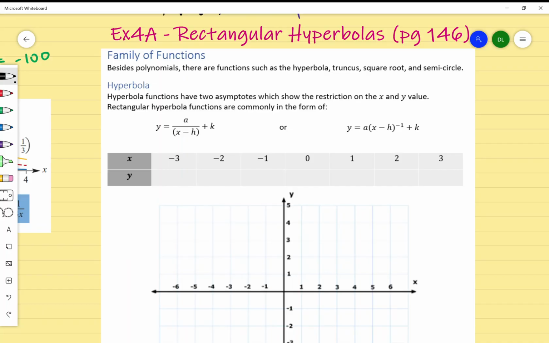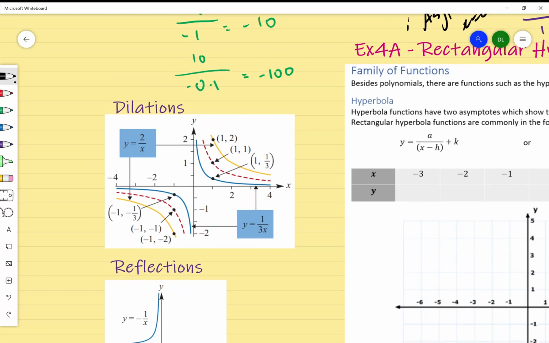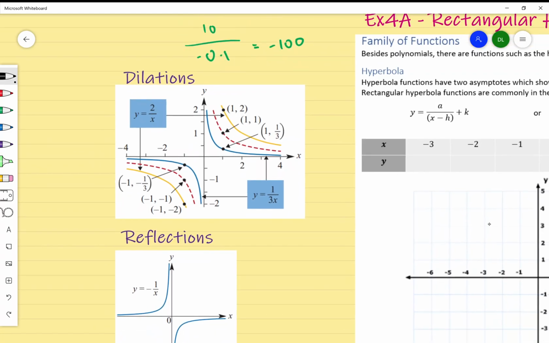Now over here, we'll apply our understanding of transformations to make sure we understand how to sketch these graphs. For dilations, you know from the past that dilation affects how wide or skinny our graph looks.